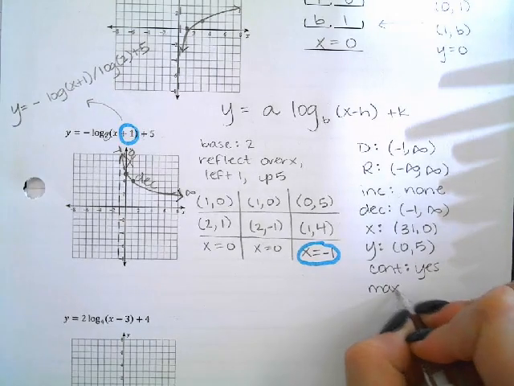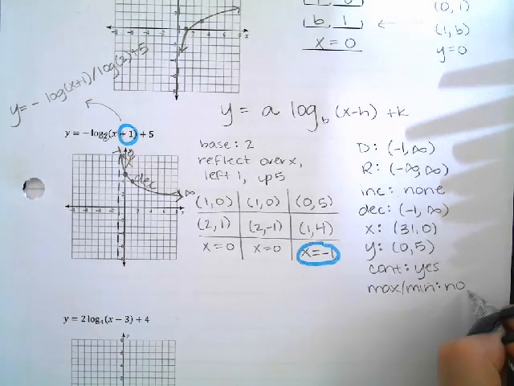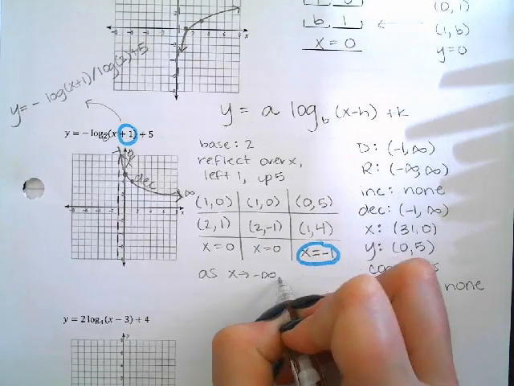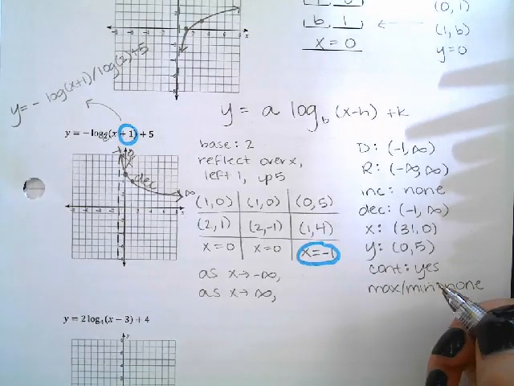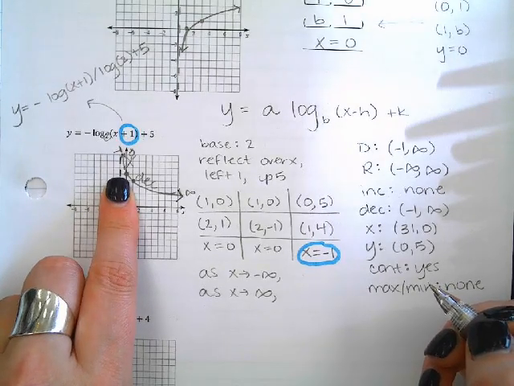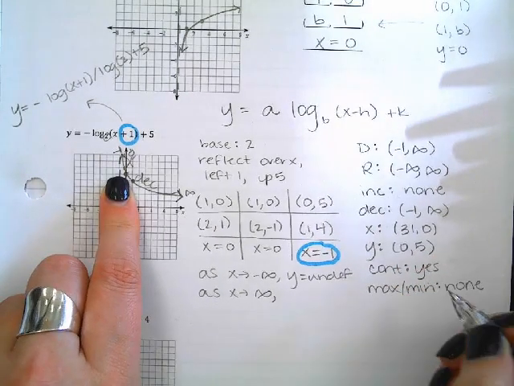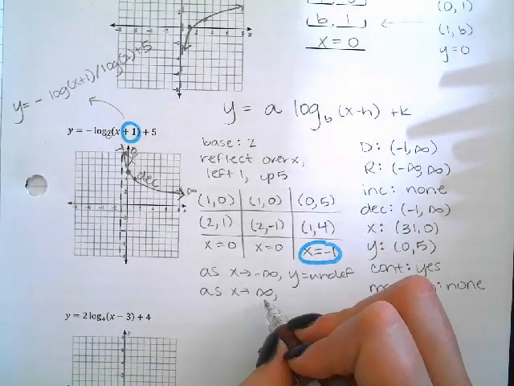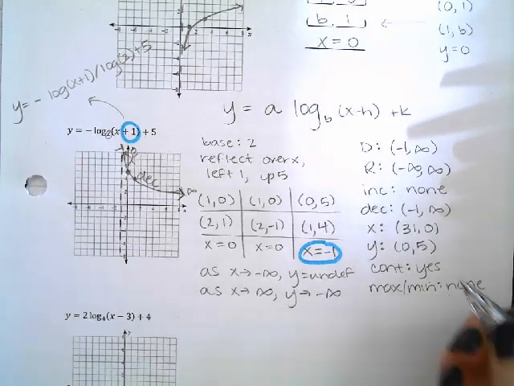Is there a max or a min? Is there a mountaintop or a valley? No. Or none, I guess. Our end behavior, we're going to say as x goes to negative infinity, as x goes to positive infinity. So as x goes to negative infinity, I'm going to look at the left side of the graph, but x doesn't go to negative infinity. It stops at the asymptote. So I'm going to say y is undefined. You can't plug a big negative number into the problem. It doesn't work. As x goes to positive infinity, the y value is just going down forever. So y goes to negative infinity.